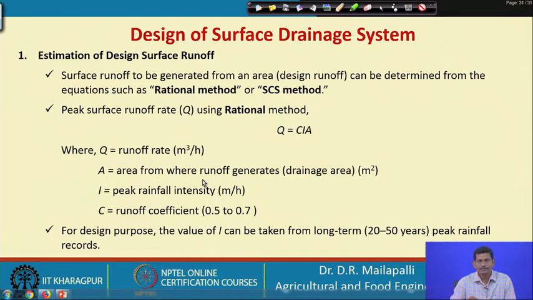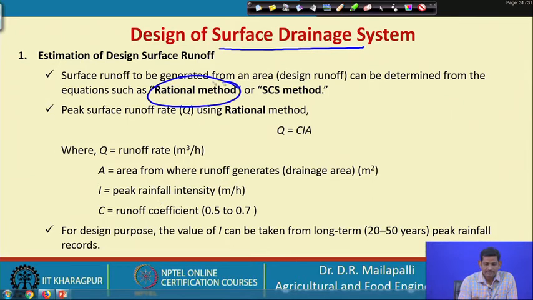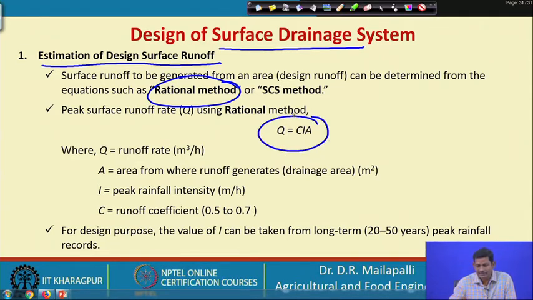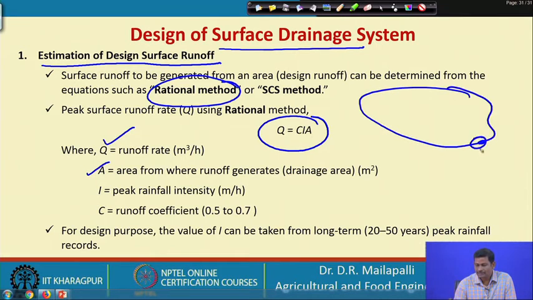And the next is design of the surface drainage system. The surface drainage is mostly planned based on the rational method. This is basically used to estimate the design surface runoff. The rational method has the relationship Q is equal to C I A, where Q is the runoff rate in meter cube per hour, and A is the area from where runoff generates.